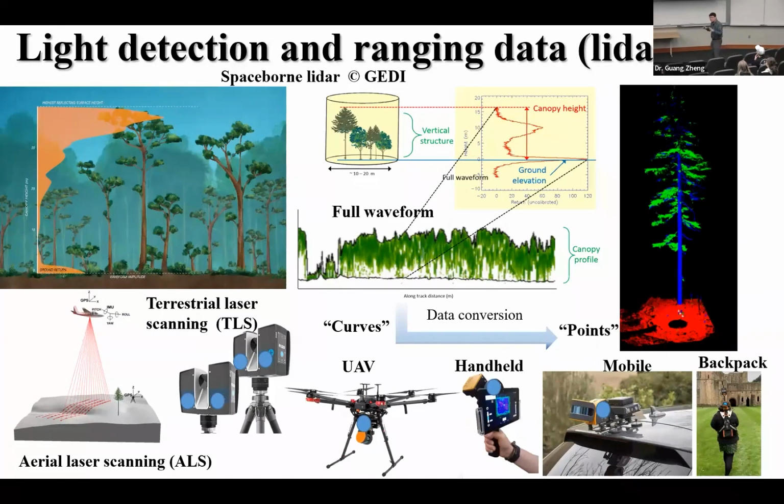But all of the data collected can be stored in two different forms. One is a full waveform. We can simply see it's just like a curve. Or the point cloud data set. We can see it's just points. Then we can definitely do data conversions from the curves to the points, or from the points to the curves.